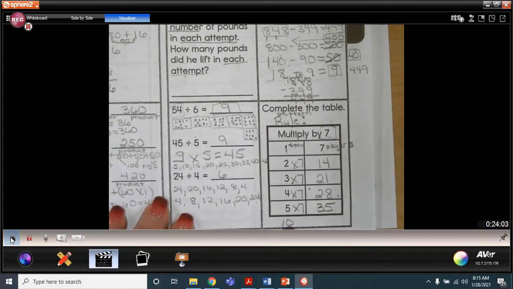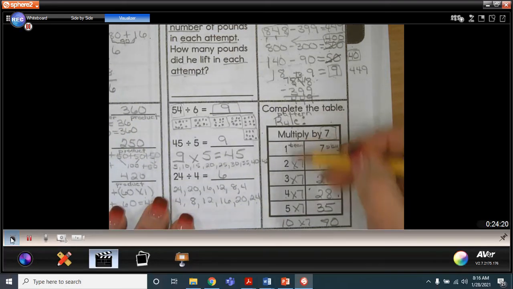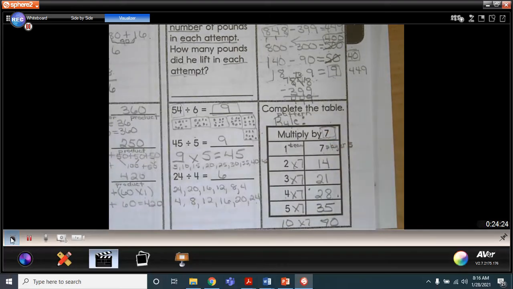Now, what if I just decided here to put 10 teams? Well, if I did 10 teams, it would still be the same pattern. There would be 7 players on each team, and so my input to my output would be you multiply by 7, and that would give you 70 players total. This is your product. This is your factor. The rule is your other factor.